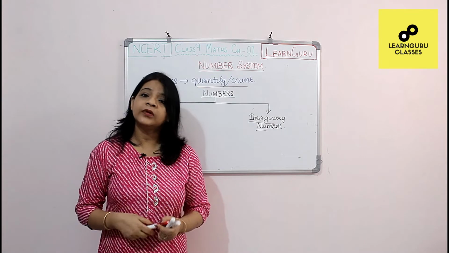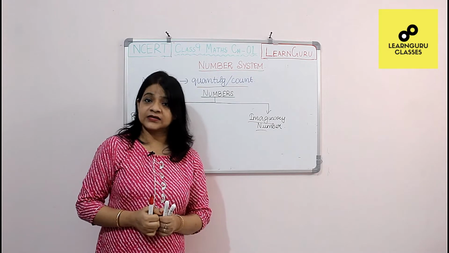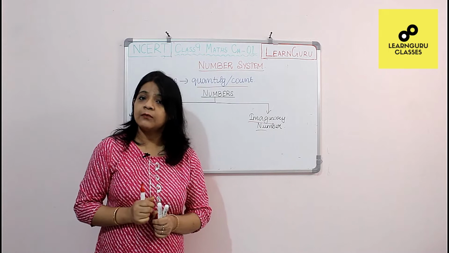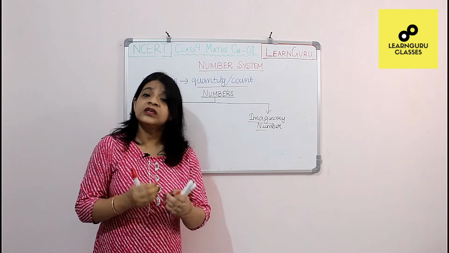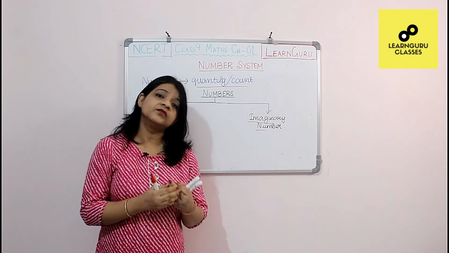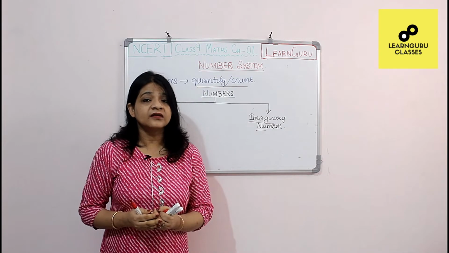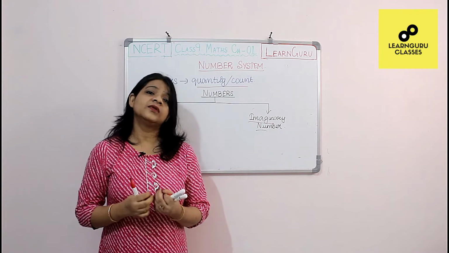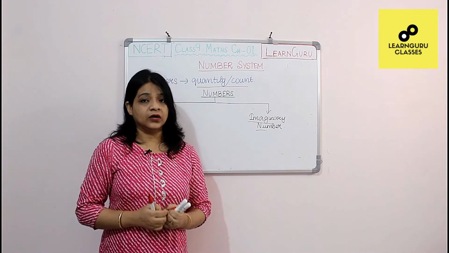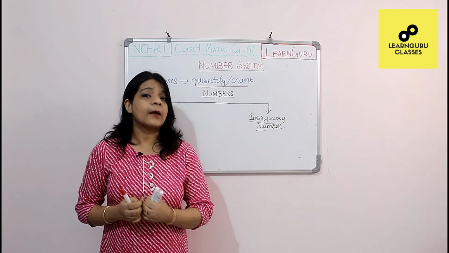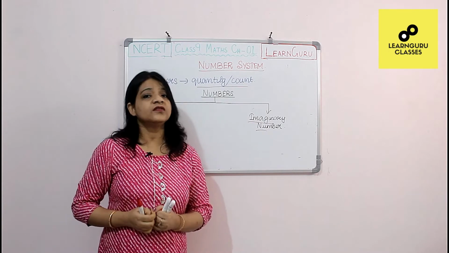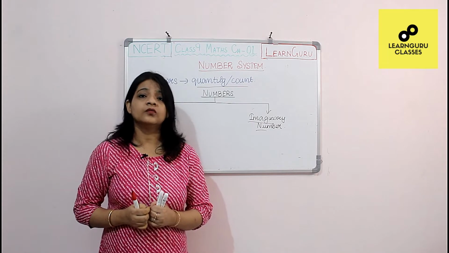A common example: there are 10 mangoes in the basket. You can count those 10 mangoes, isn't it? So real numbers are the numbers that represent quantities related to the practical world.